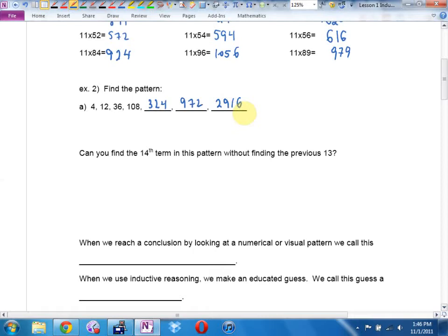The real question isn't just find the pattern. The real question is, now that I know the pattern, can I use it as a shortcut? Can I find the 14th term without finding the previous 13 terms? There's our goal. That's going to be our inductive reasoning. There are probably all sorts of ways to approach this, but I tend to approach these kinds of problems in an organized manner, systematically and carefully.